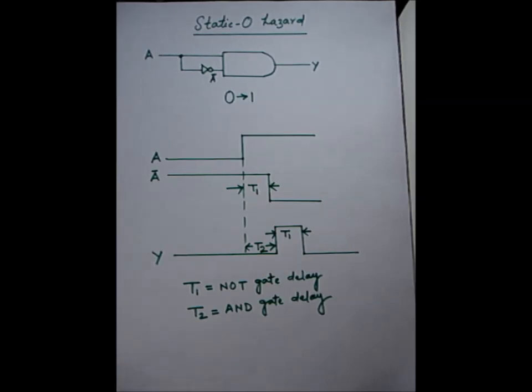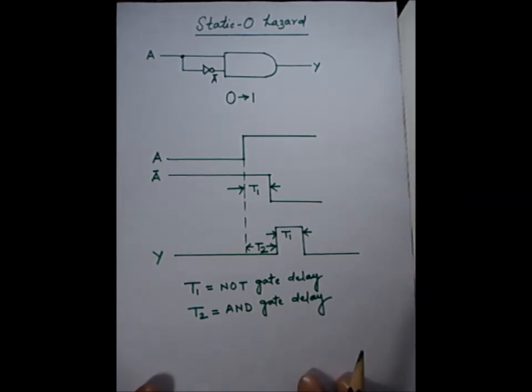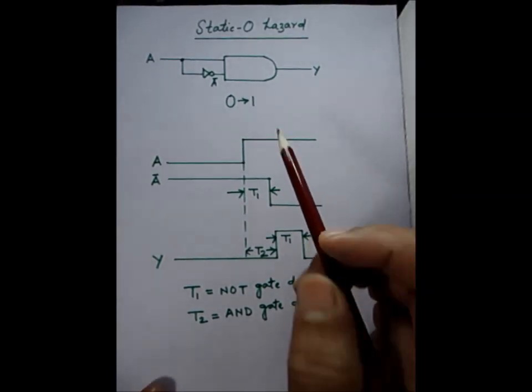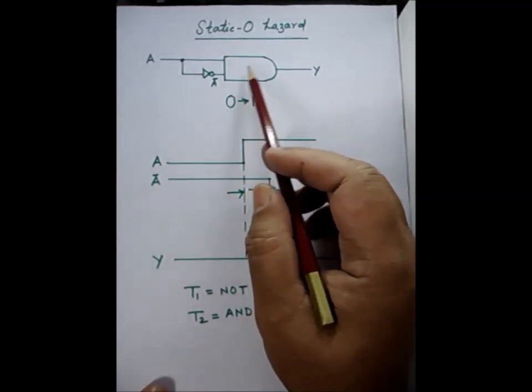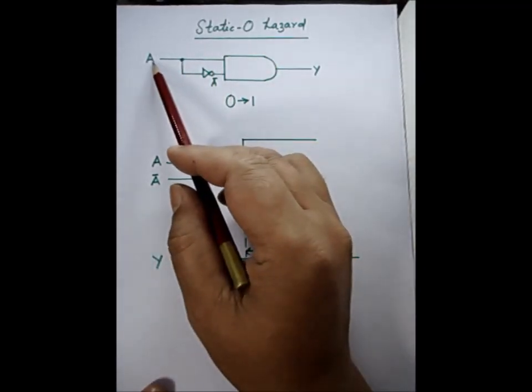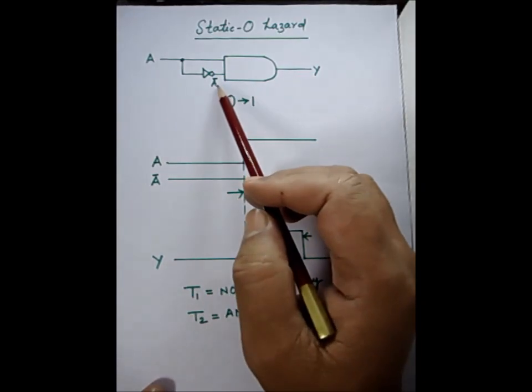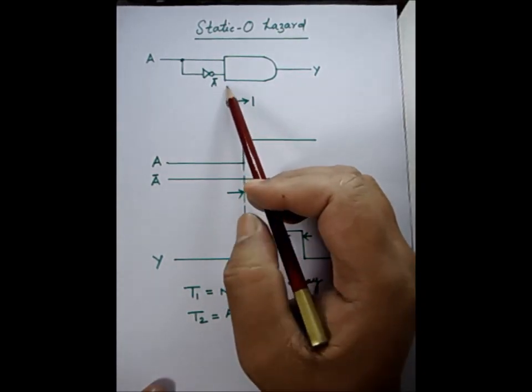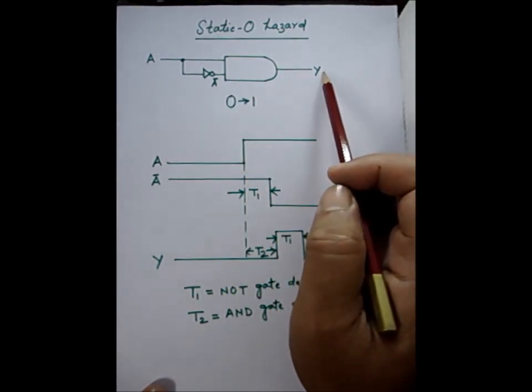Now we'll discuss the static zero hazard and static zero hazard cover. First, we'll discuss the static zero hazard. To understand it, we take an example of an AND gate where one of the inputs is A and the other input is the complement of A. In this case, the output Y will always be equal to 0.